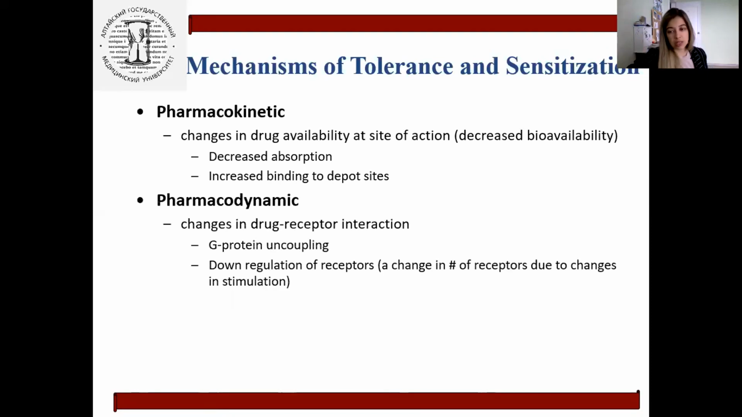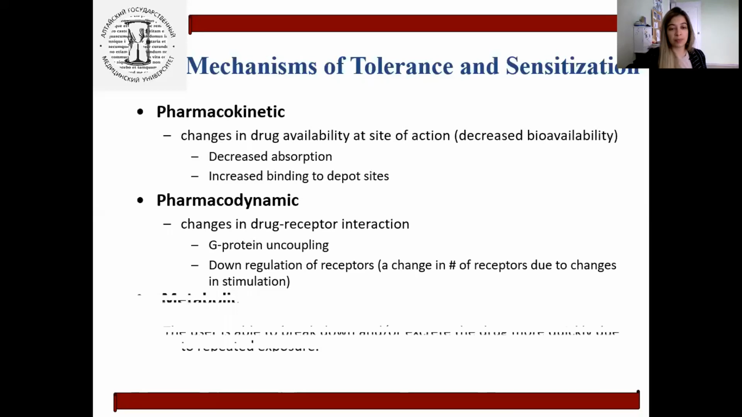Some drugs are stored in the fat. And also pharmacodynamic reasons can be, for example, changes in drug receptor interaction, G protein uncoupling, downregulation of receptors, the change in number of receptors due to changes in stimulation. The more you stimulate some receptors, the less receptors you have, because they don't want to be stimulated so much, yes? So your body protects itself from this extra stimulation.